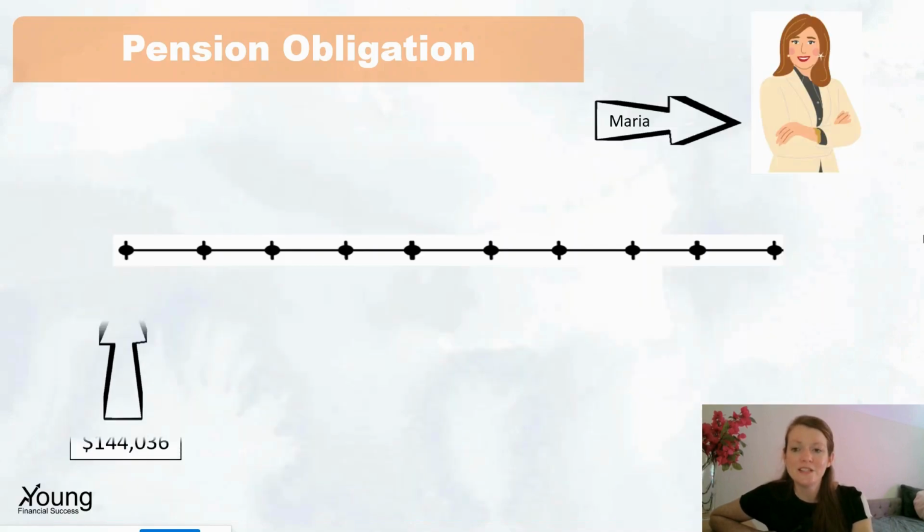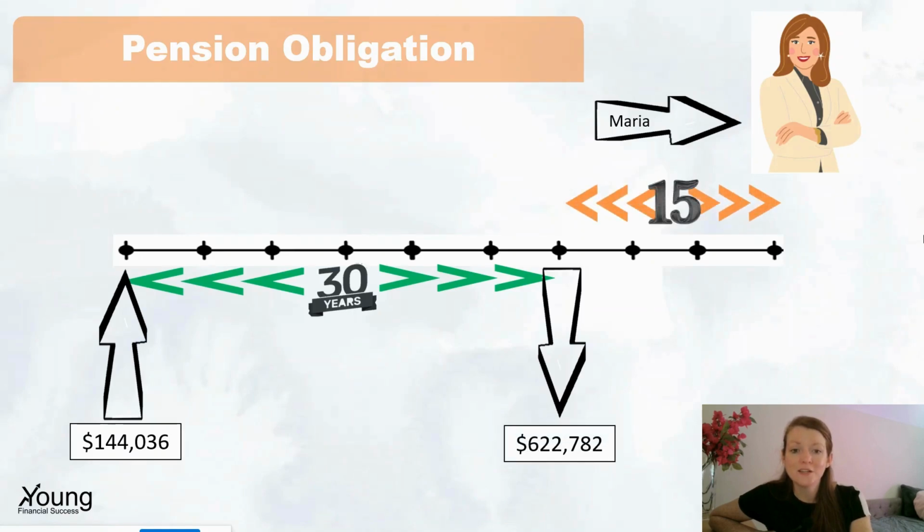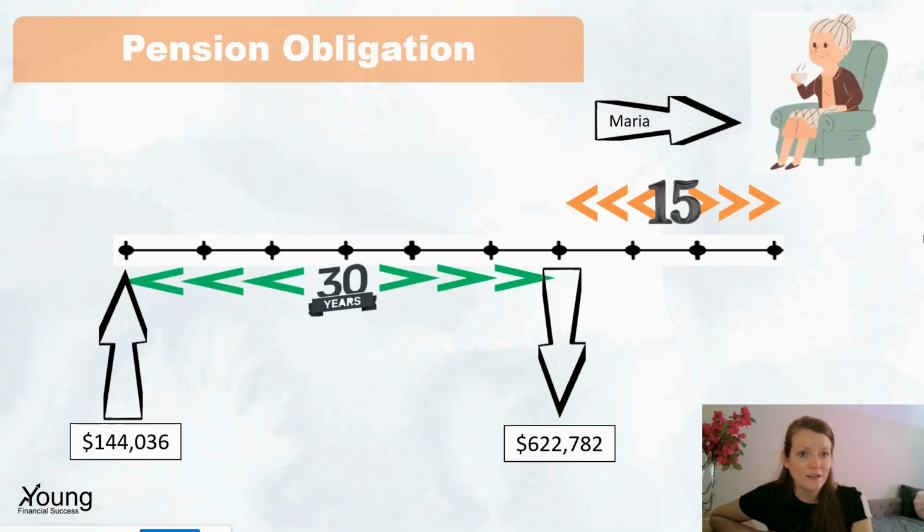So let's just revisit our timeline. We want today $144,036. That's our pension obligation. Then 30 years from now, it will grow to 622,000, which is awesome. You set aside 144,000 now, it'll grow to 622 in 30 years at just 5% interest. Then 15 years later, when she gets old, she'll have the 60,000 a year for the 15 years, and she'll be sitting there happy enjoying her coffee.